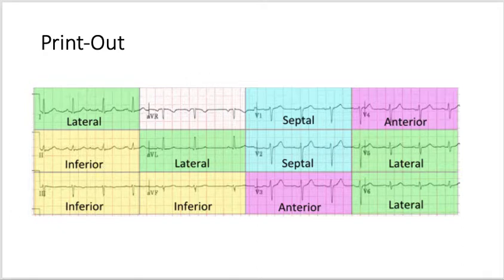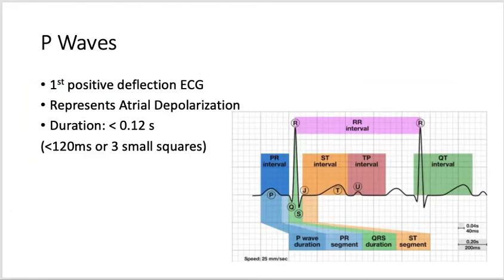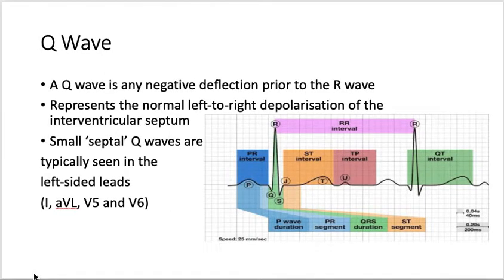So, to start things off, the first wave we see on a normal ECG strip is going to be the P wave. That's the small little blip seen right before the big QRS usually. We can see it here in the blue portion of the figure. This represents the atrial depolarization. Generally, the duration should be less than 0.12 seconds, or less than 120 milliseconds, also known as 3 small squares. Next is the Q wave.